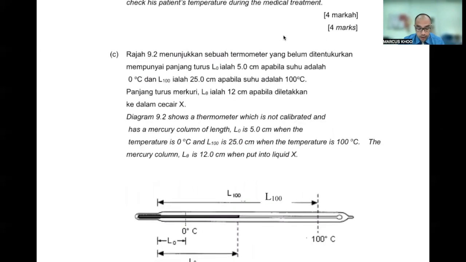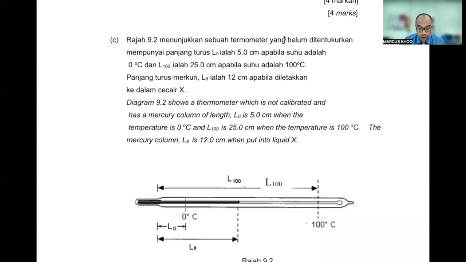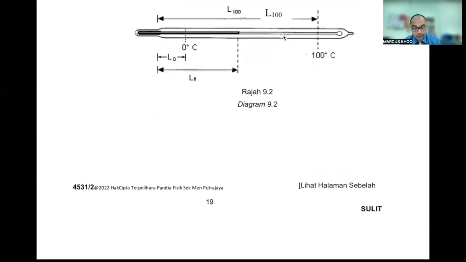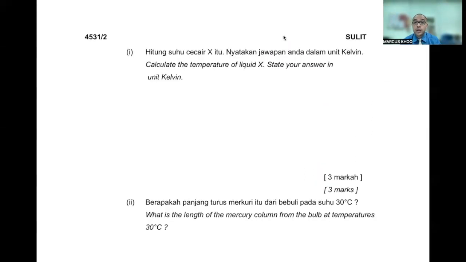Now, Diagram 9.2 shows a working thermometer that is not calibrated, with length 5.0 cm at 0 degrees and 25 cm when the temperature is 100. The mercury column length L theta is 12 centimeters when it is put into liquid X. The question is to calculate the temperature of liquid X, with the answer in Kelvin. The standard formula is that the temperature equals (L theta minus L0) over (L100 minus L0) times 100 degrees Celsius.